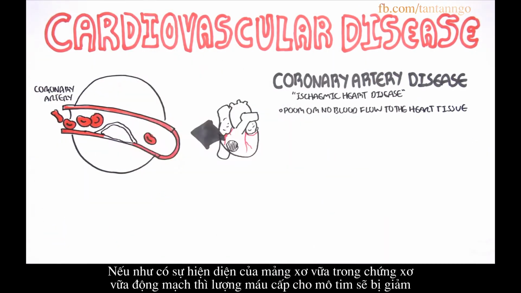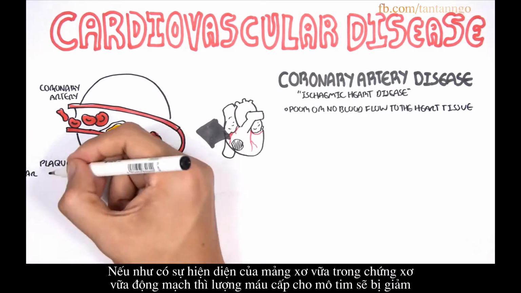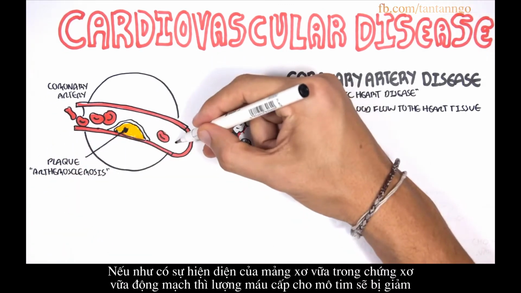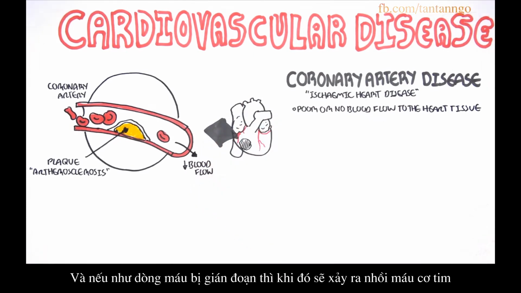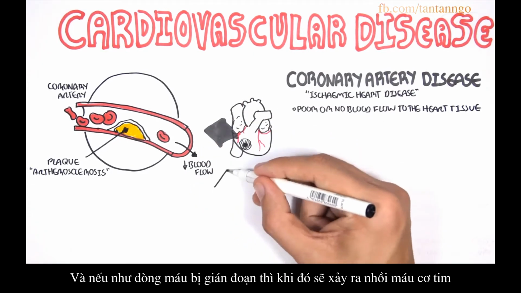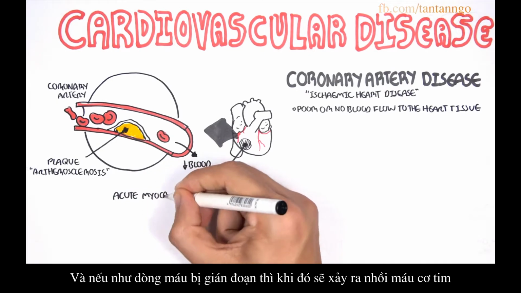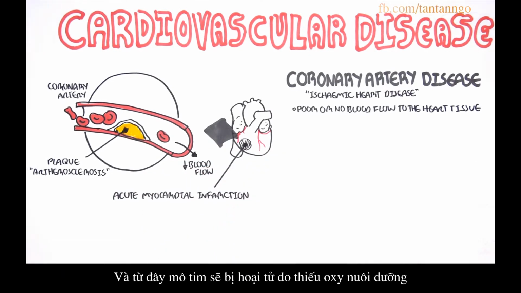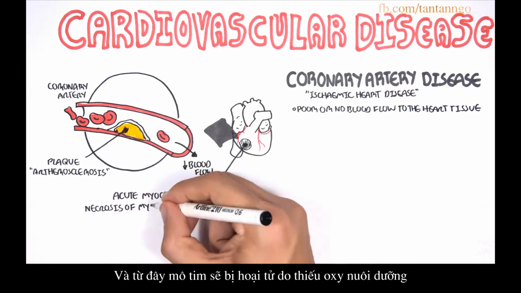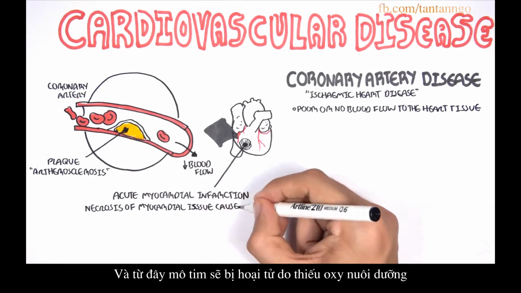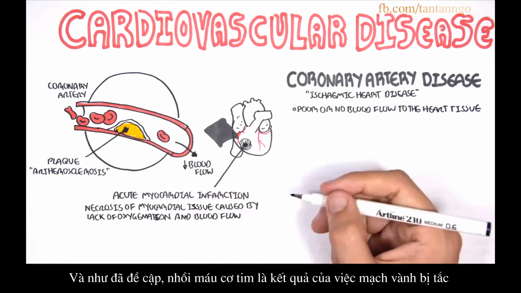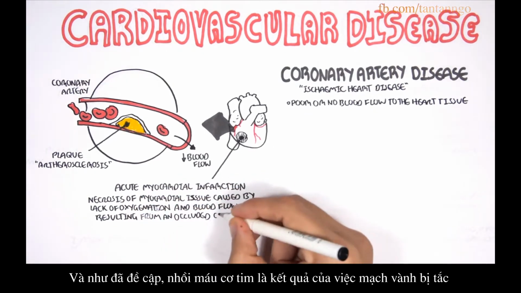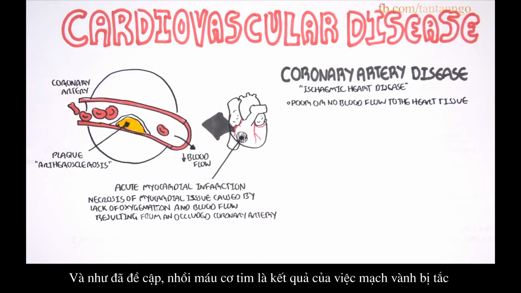But if we have a plaque as a result of atherosclerosis, for example, we have decreased blood flow to the heart tissues. And if we get no blood flow, it can lead to acute myocardial infarction. This is where we have necrosis of the myocardial tissue caused by lack of oxygenation and blood flow. And as I mentioned, acute myocardial infarction is a result of an occluded coronary artery.